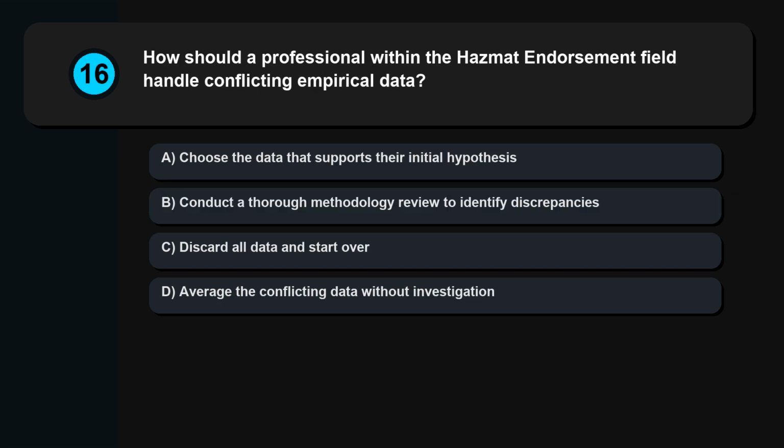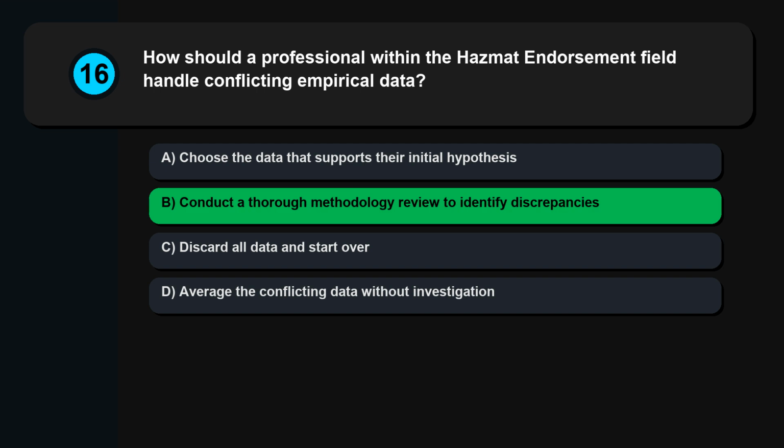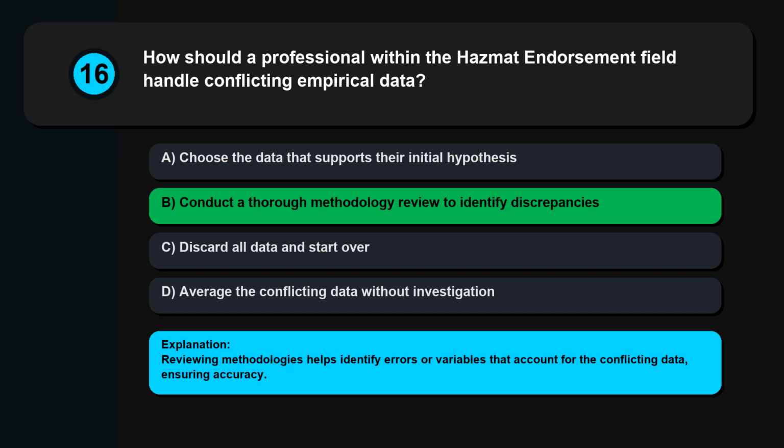Question 16. How should a professional within the Hazmat endorsement field handle conflicting empirical data? Choose the data that supports their initial hypothesis. Conduct a thorough methodology review to identify discrepancies. Discard all data and start over. Average the conflicting data without investigation. Reviewing methodologies helps identify errors or variables that account for the conflicting data, ensuring accuracy.